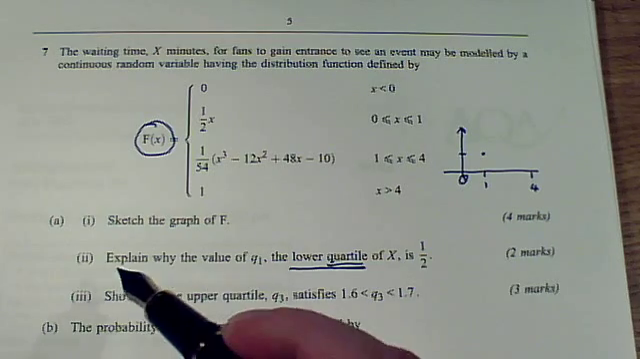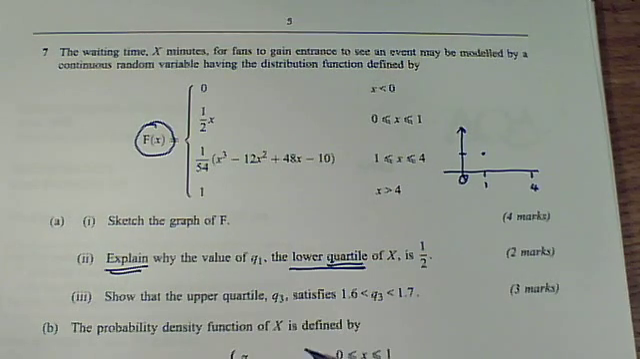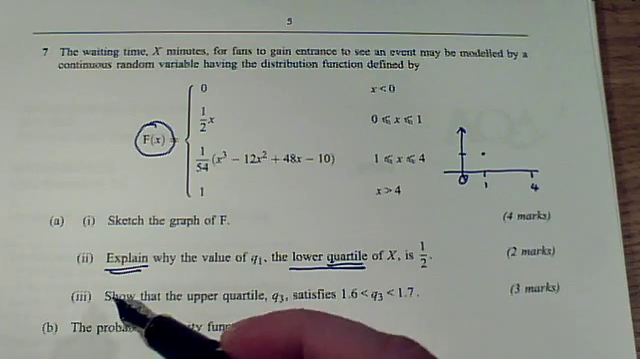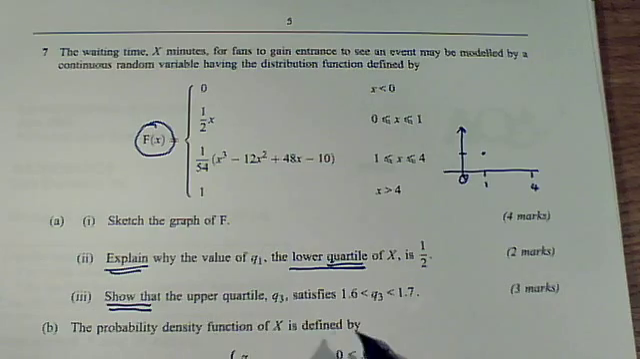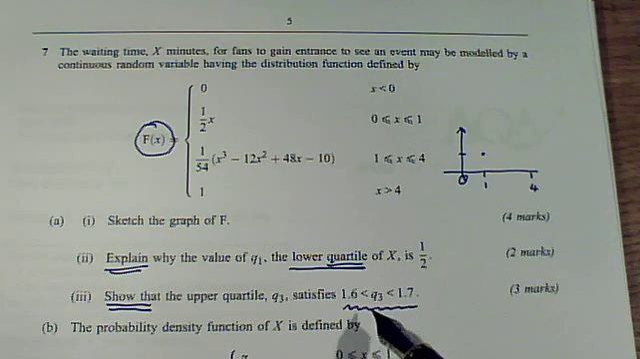It's a show that, or it's an explain question. You need to be convincing in getting there. So your method needs to be watertight. And then we've got another show that question, this time for the upper quartile. This time we haven't got a particular value. They're showing there's an answer in a range. And that's because it isn't a particularly easy equation you're going to have to solve.